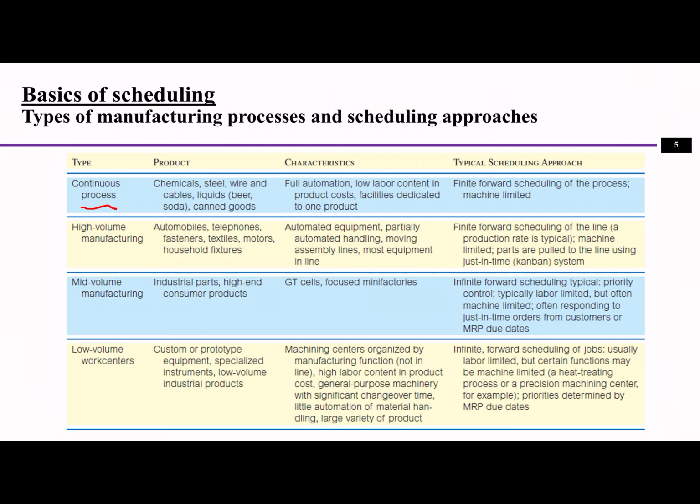And in order to schedule this kind of process, usually it has to be finite forward scheduling, because the machine is a key resource in scheduling. So whenever you have an order for a certain amount, you have to look at whether the machines or the line are actually available in order to put the order on the line.